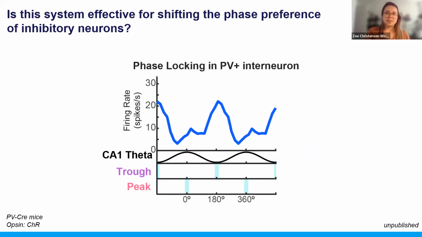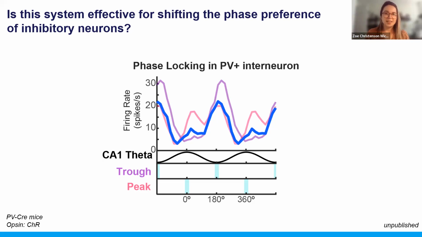So in order to look at what was really going on here, I started pulling out the firing profiles of individual cells. So here's an example. We can see that at baseline, the firing rate of this parvalbumin expressing neuron increases nicely at the trough as expected, and then decreases towards the peak. And when I stimulate at the trough, I see a nice increase in firing at the trough. Again, this is as expected.